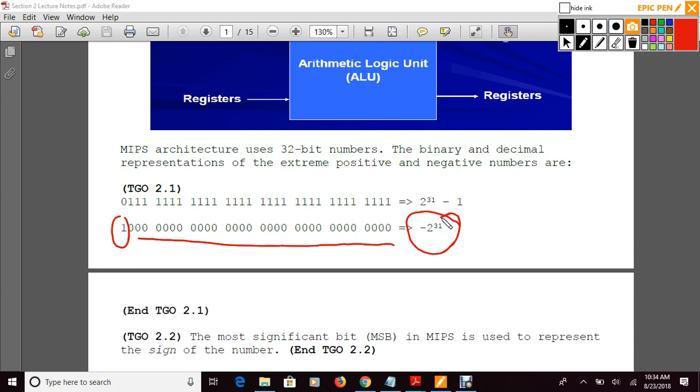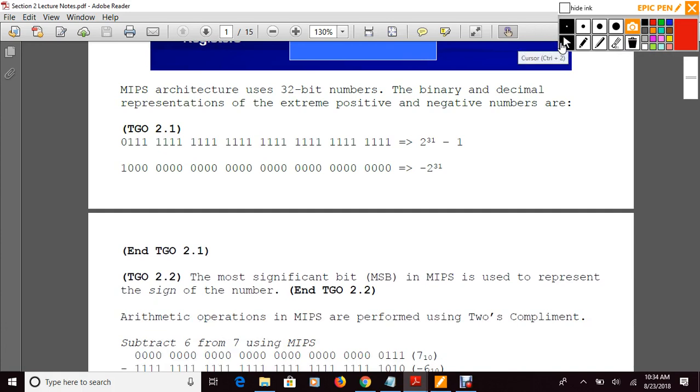And if we want to go above that, that's where you start worrying about floating point. But first, the most significant bit, which is the bit to the left here, is used to represent the sign of the number. So that's topical guide objective 2.2.